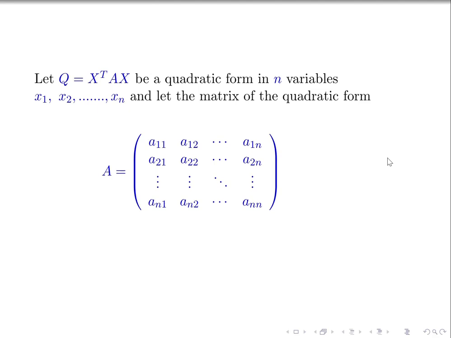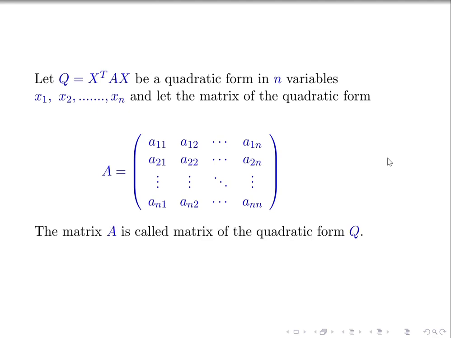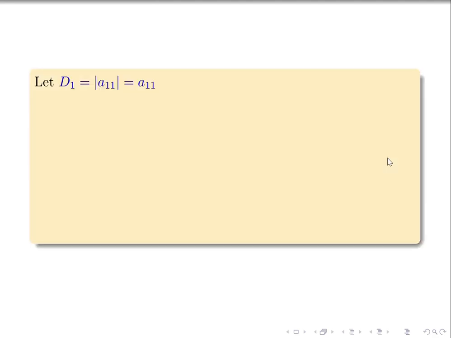So A11, A12, up to A1n, A21, A22, up to A2n, and up to Ann. So it is an n cross n matrix, since n variables are there. The matrix A is called the matrix of the quadratic form Q.